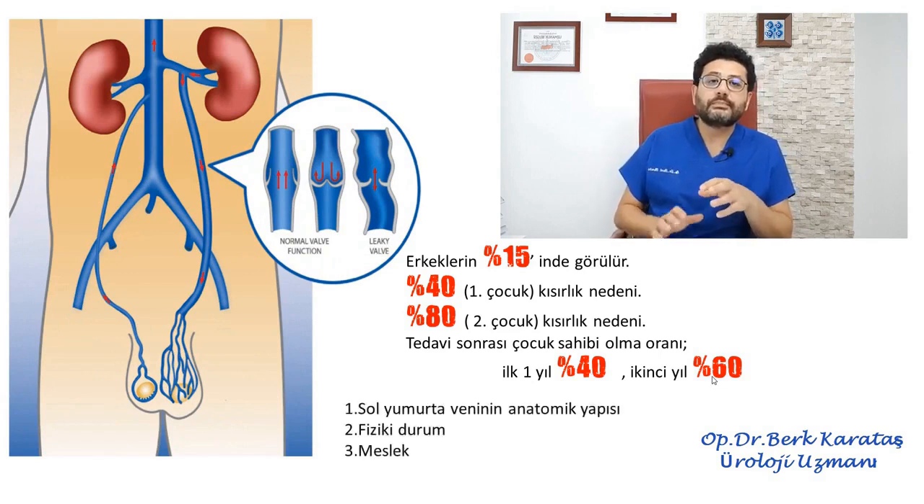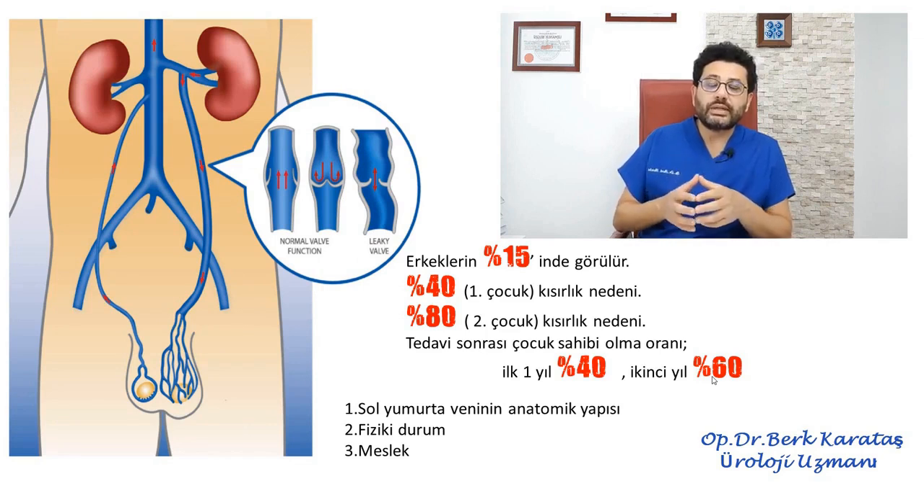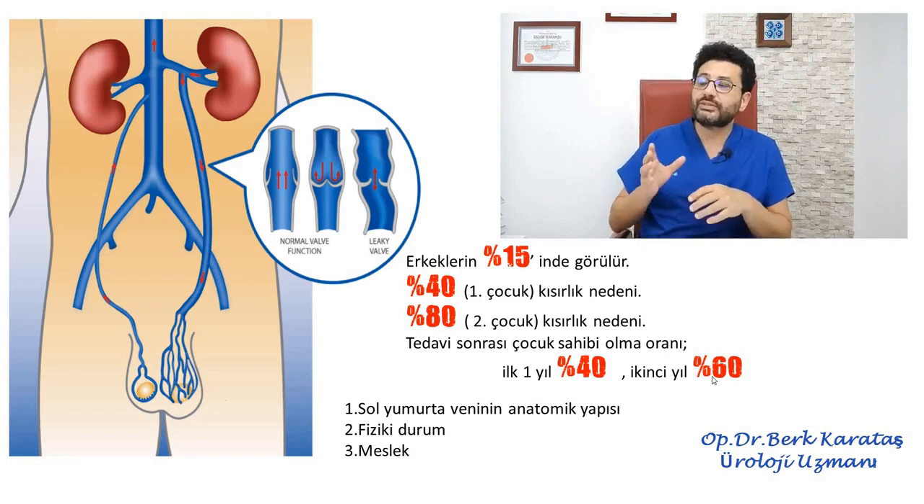One of them, the definition of varicocele disease, is as follows. Definition: the enlargement or dilation of the testicular vein. This usually occurs on the left side. It's seen less frequently on the right side. It can be seen on both sides, but it is most commonly seen on the left side.